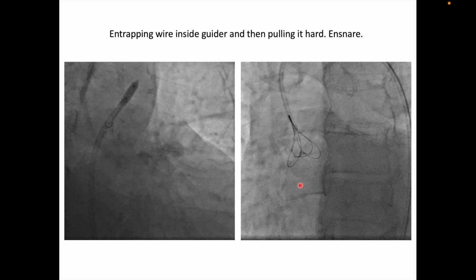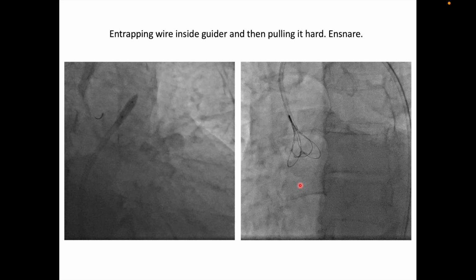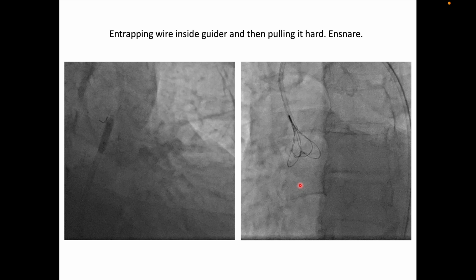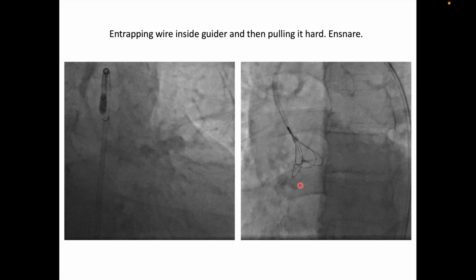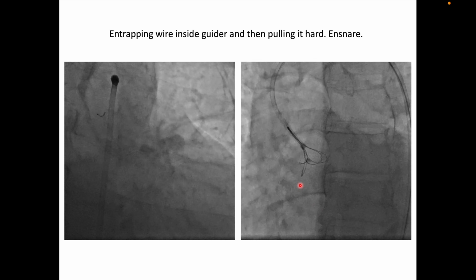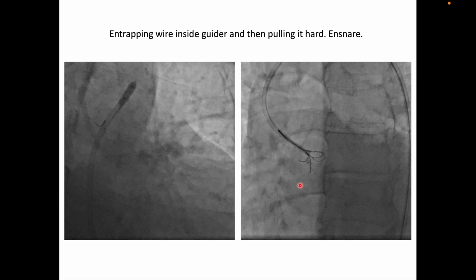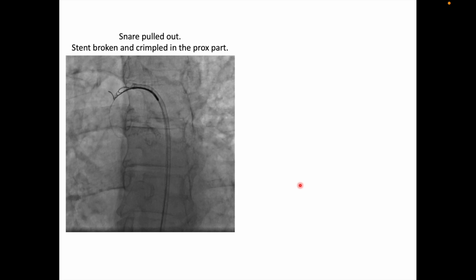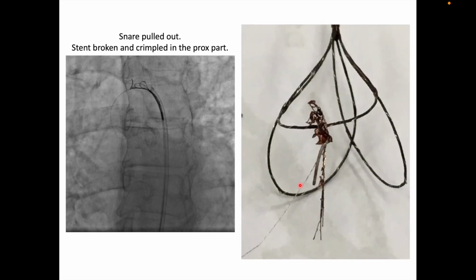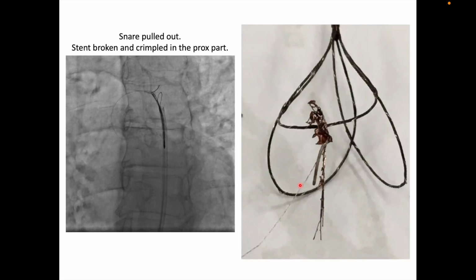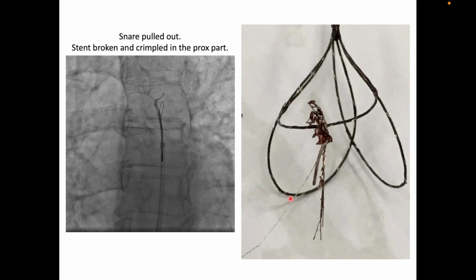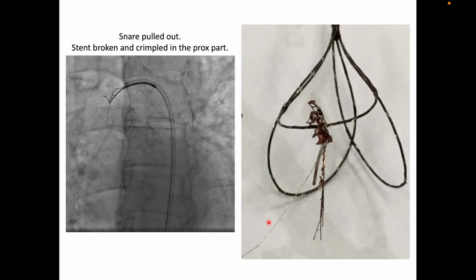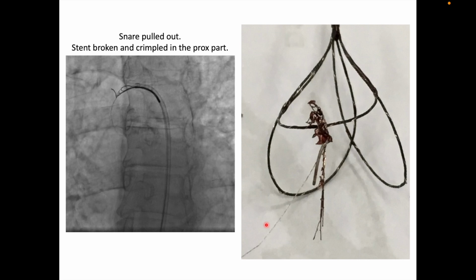This is an N snare 3 loop, and with that I grabbed whatever was hanging in the aorta, and with that I again pulled everything out, and when it came out we realized that this was a lot of stent material with it, and the wire had unraveled and it was also hanging probably in the ascending aorta.